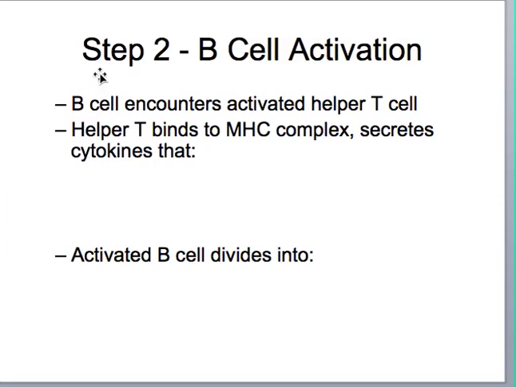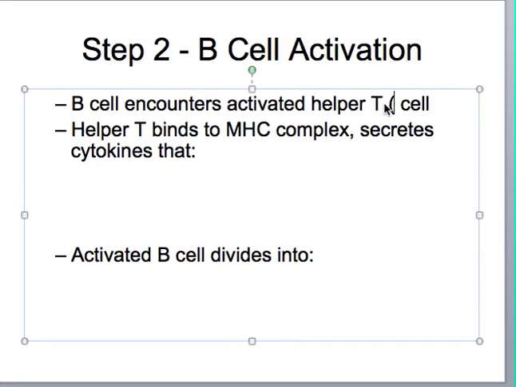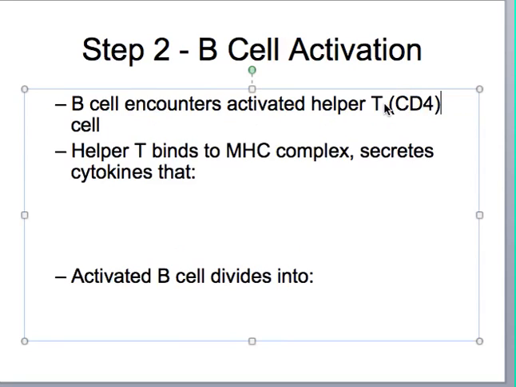All right, let's go to step 2, which is B cell activation. Now the B cell is going to encounter or come in contact with an activated helper T cell. We remember that the helper T's are also called the CD4 cells, so I'm going to put CD4 cell. We remember that from our cell-mediated immunity. The helper T, or the CD4, is going to bind to the MHC complex. It will secrete cytokines that do a bunch of things.